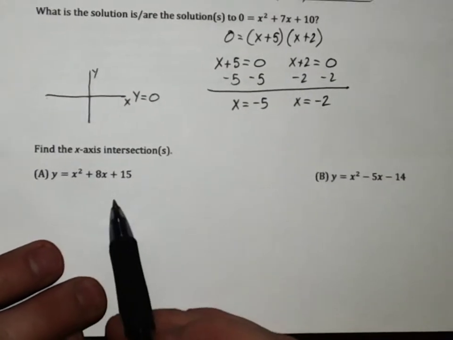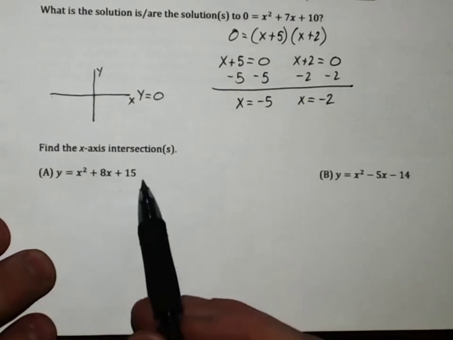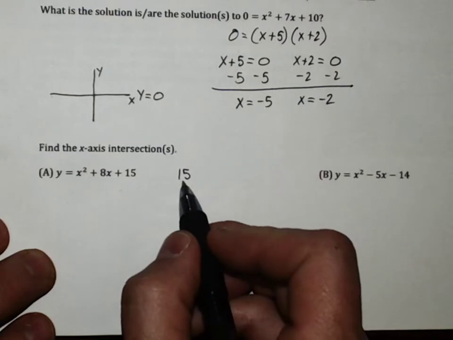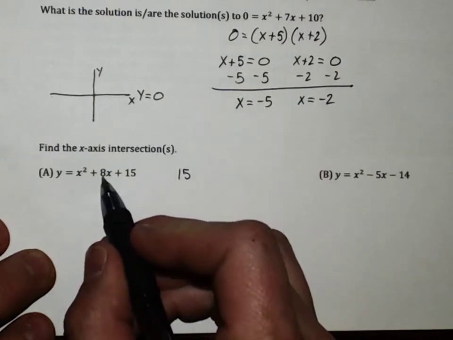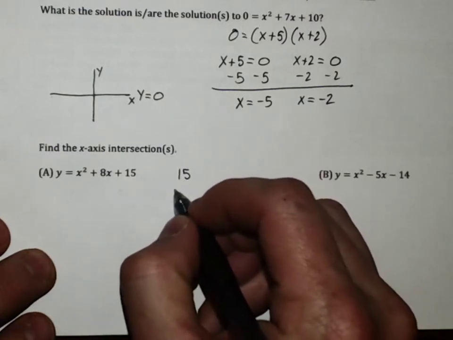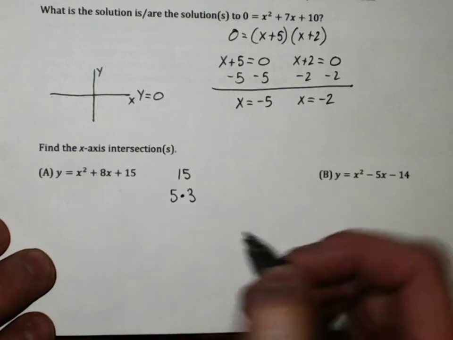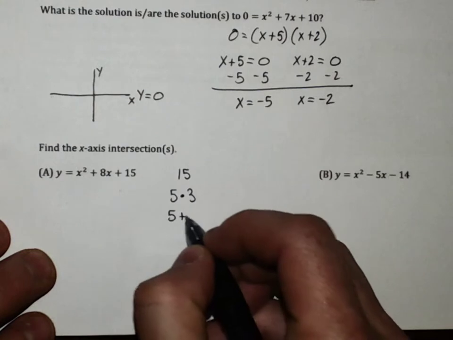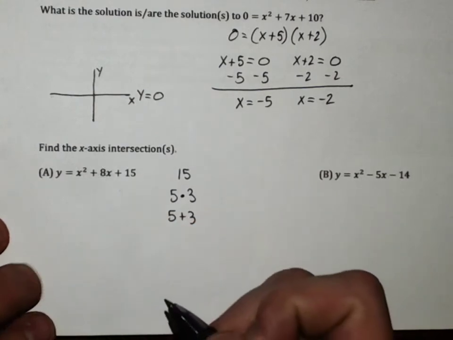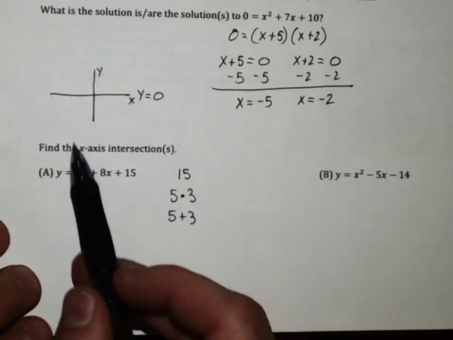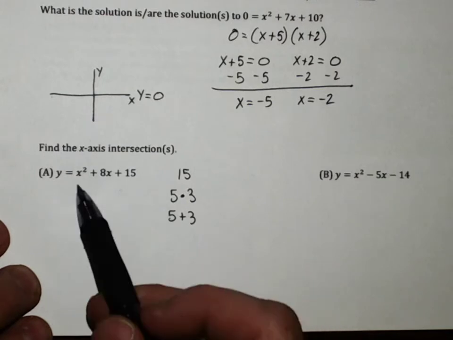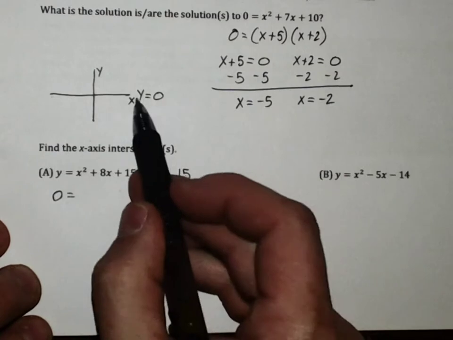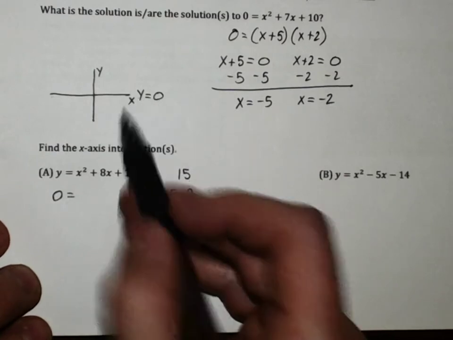So I'm going to go down here. I'm going to do it again. My target number is 15. What multiplies to 15 but adds to 8? The answer would be 5 times 3. 5 times 3 is 15, but 5 plus 3 is 8. So to find the x-axis intersections, I can replace y with 0, because where y equals 0 is the x-axis.